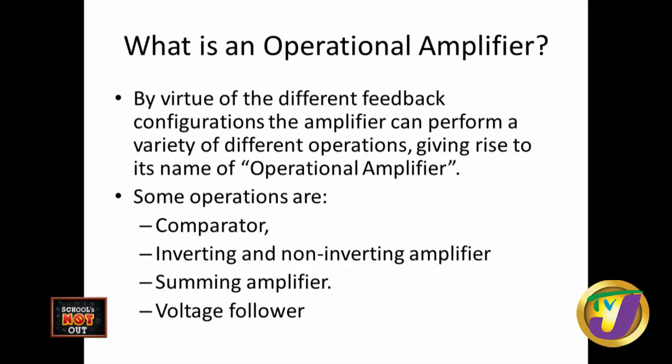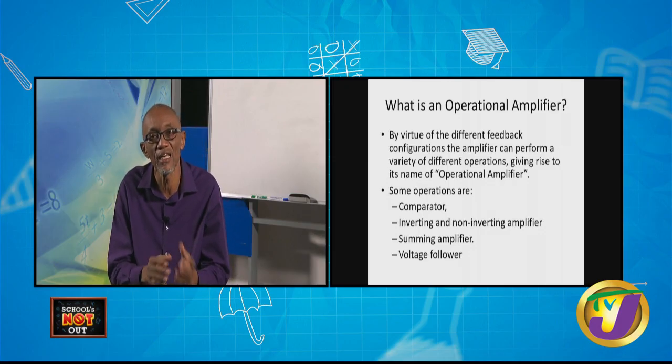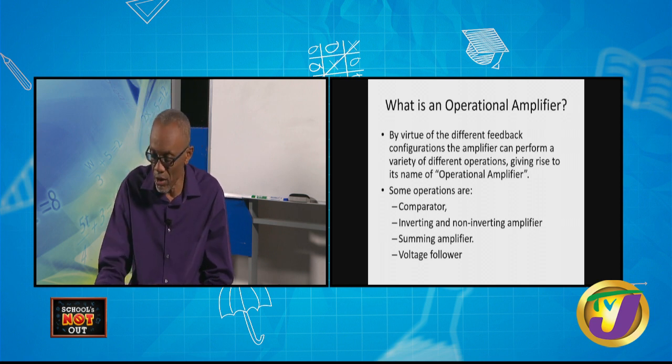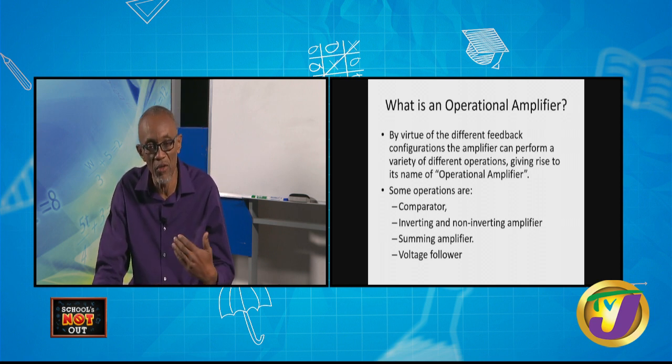And so why is it called an op-amp? Because by virtue of the different feedback configurations you can make, the op-amp can perform a variety of operations, and that is what gives rise to the word operational amplifier. Because of the various operations that this device can perform, we call it an operational amplifier. It is an amplifier by nature, and it can perform various operations, therefore operational amplifier.